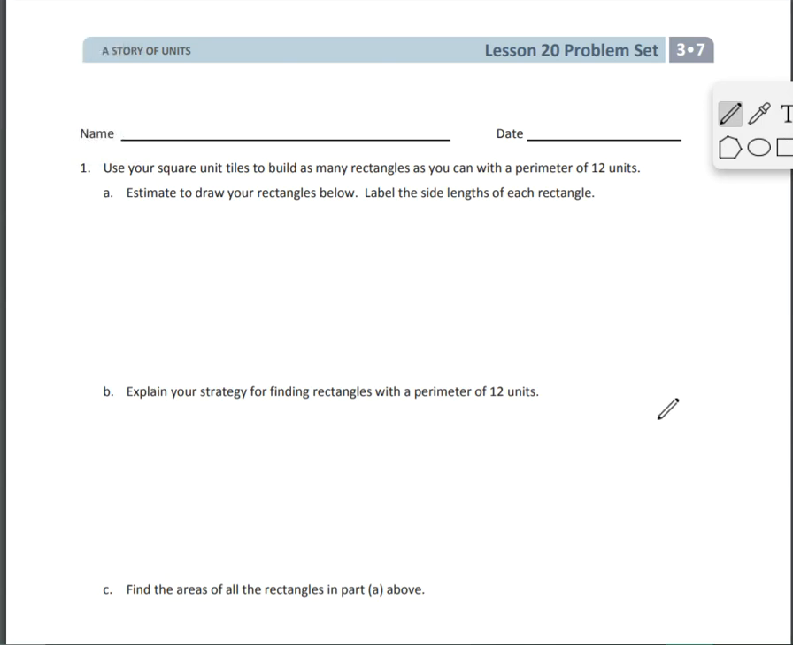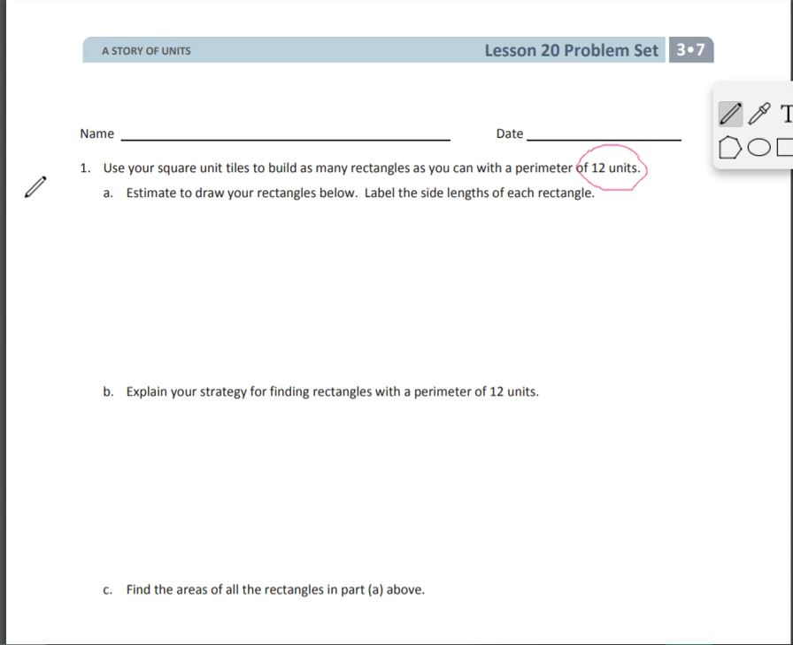So I am going to get started with number 1. It says, use your square unit tiles to build as many rectangles as you can with a perimeter of 12. I'm going to circle the 12. Let's see, my pencil looks a little skinny, so I'm going to make that a little thicker for the rest of it. And now I'm going to teach you a strategy for this worksheet.